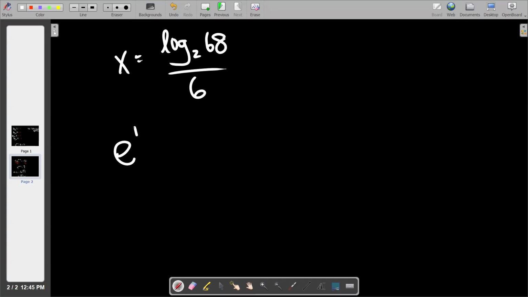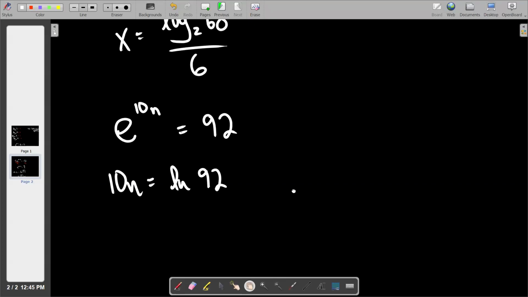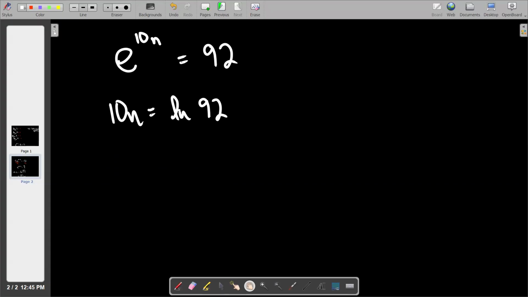e to the power of 10n equals 92. I'm just going to skip a step and get that number moved to the other side for you. Next step: natural log both sides, because we've got an e as our base that we want to kill. So we wind up with 10n equals the natural log of 92. Last step. So n is equal to the natural log of 92 divided by 10.